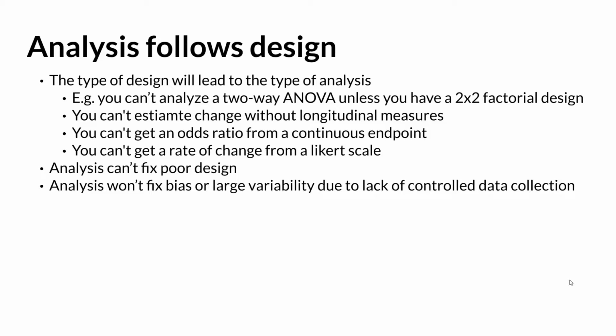Similarly, if you have a crossover design, if each participant doesn't complete their crossover, you may not be able to use all arms. So if you have a crossover and you happen to run everyone A to B, and people drop out, and enough people drop out, you won't have enough B information. You cannot estimate change without longitudinal measures. You cannot get an odds ratio from a continuous endpoint unless you dichotomize it or trichotomize it. You can't get a rate of change from a Likert scale. So keep in mind that design will lead to the type of analysis.